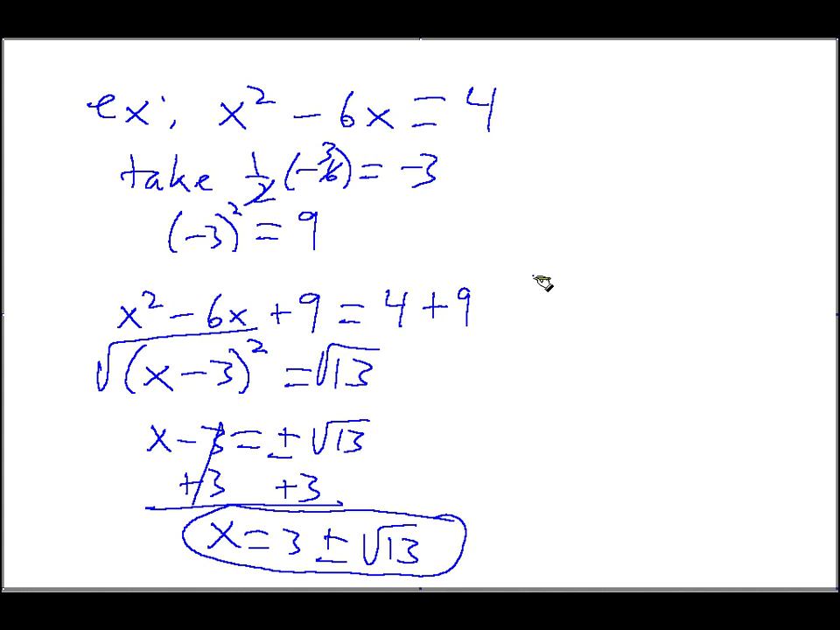Now, let's look at a case where this x coefficient is an odd number. When it's an even number, it works out very nicely, as you can see. What if it's an odd number? Let's try this one. The concept's still the same, except we're going to deal with some fractions here. Let's look at x squared plus x, let's make it equal to 3, for example.